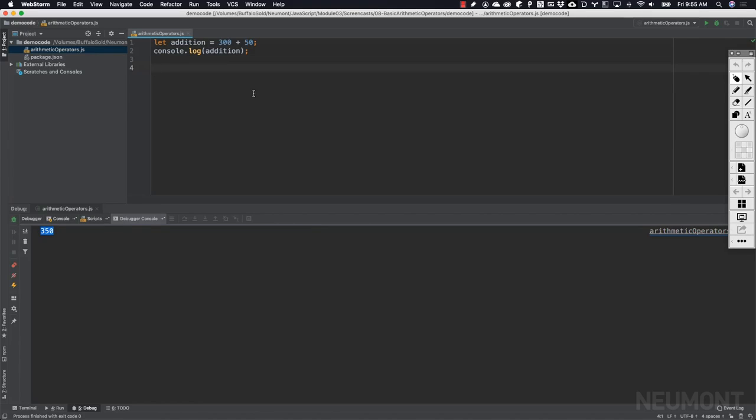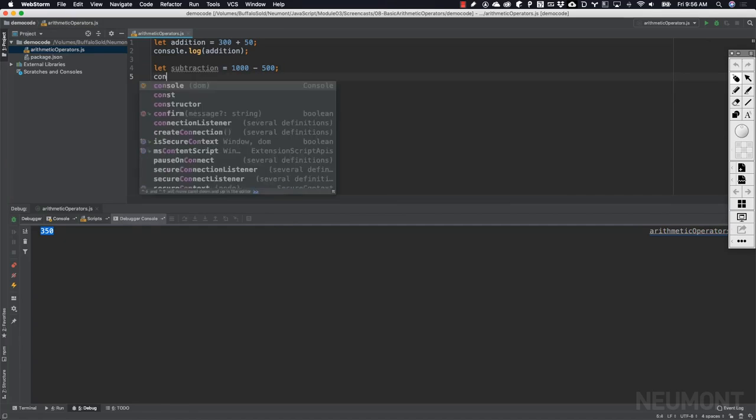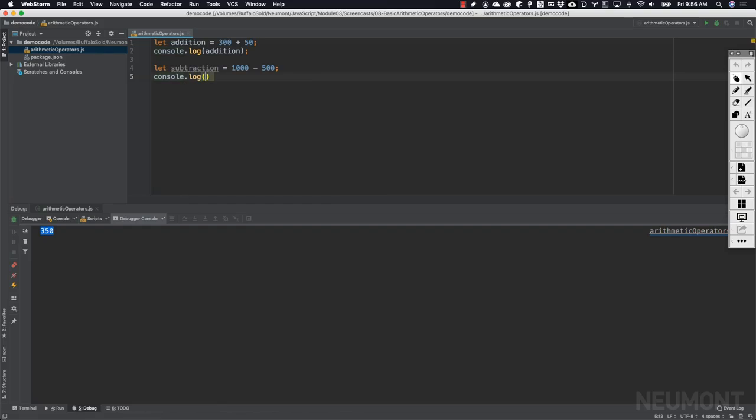The next one is subtraction, as you would expect. It is just simple subtraction. So let's do 1000 minus 500 to keep it easy, and console.log it out. Subtraction gives us the result down here of 500, which is what we would expect. So we have our addition result right there, and now we've got our 500, which is the result of subtraction.